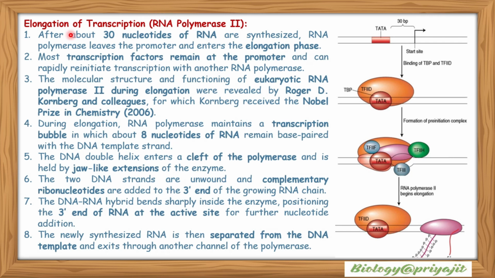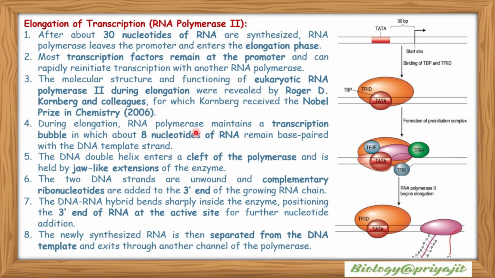Now we should know about the elongation process of transcription. After about 30 nucleotides of RNA are synthesized, RNA polymerase leaves the promoter and enters the elongation phase. Most transcription factors remain at the promoter sequence and can rapidly reinitiate transcription with another RNA polymerase. The molecular structure and functioning of eukaryotic RNA polymerase 2 during elongation were revealed by Roger Kornberg and colleagues, for which Kornberg received the Nobel Prize in Chemistry in 2006.